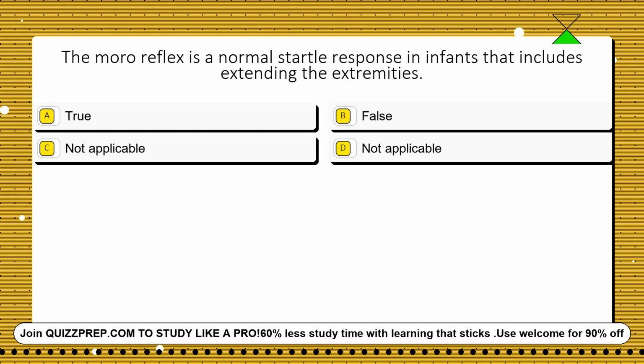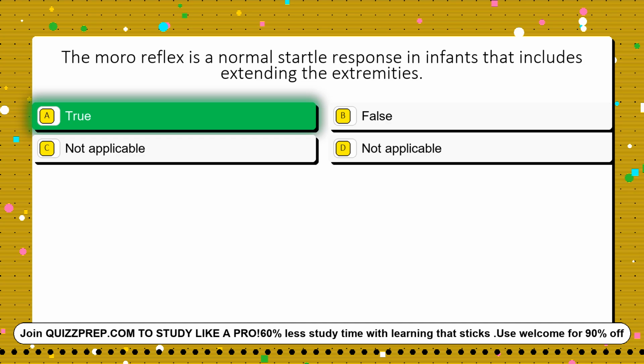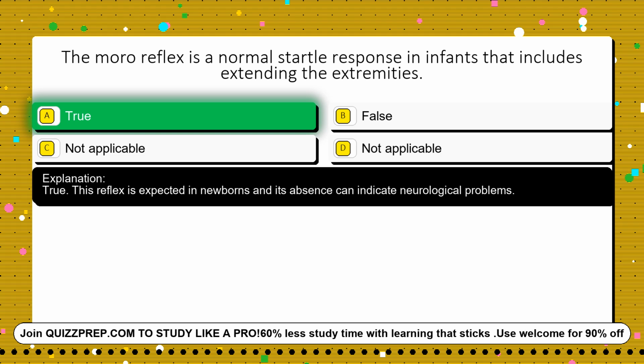Question 105. The Moro reflex is a normal startle response in infants that includes extending the extremities. Option A, true. Option B, false. Option C, not applicable. Option D, not applicable. The correct answer is option A, true. True. This reflex is expected in newborns and its absence can indicate neurological problems.